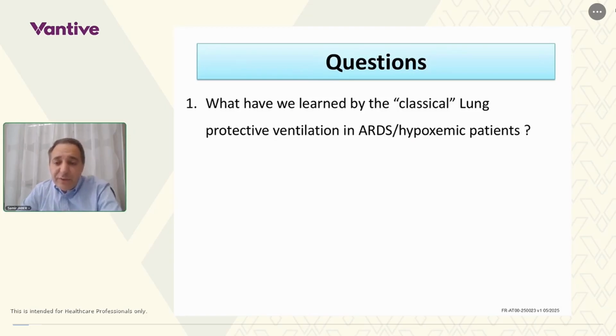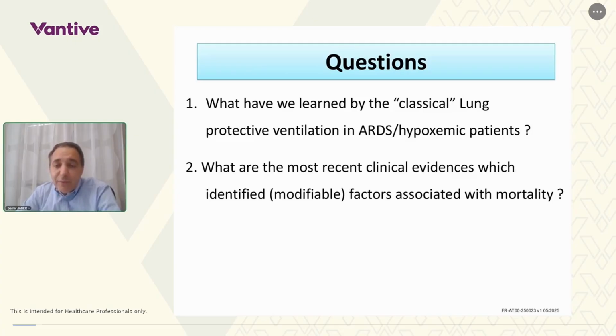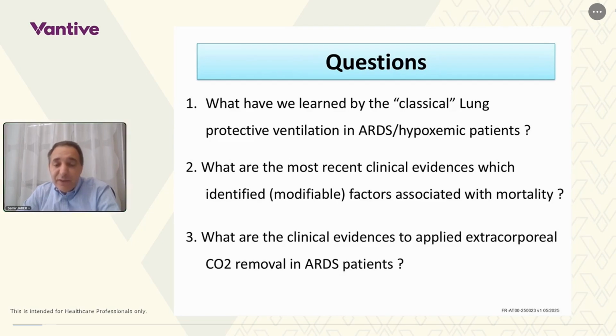So in the 15 minutes that I have, I will try to make 3 points. First of all, what have we learned from classical lung protective ventilation in ARDS hypoxemic patients? So the rationale, as we showed previously, but in another way. Secondly, what are the most recent clinical evidences which modified the factors associated with mortality that we can change, especially the pH, the PCO2, the plateau pressure, etc., as we demonstrated. And then finally, what is the clinical evidence to apply extracorporeal CO2 removal in ARDS patients, or in hypoxemic patients, or in hypercapnic patients?